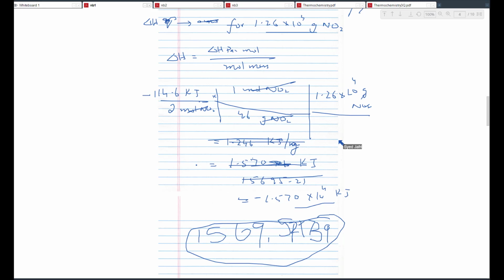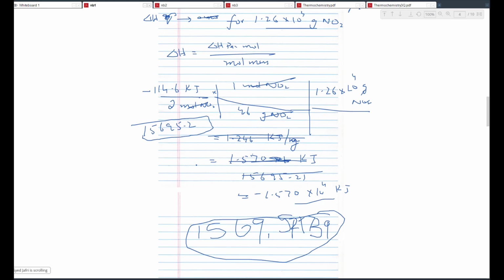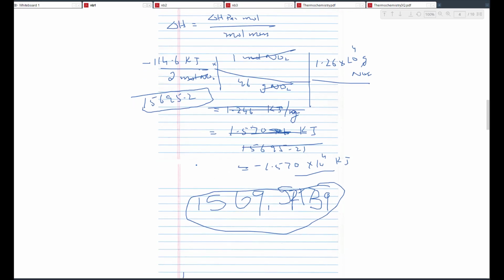6 times 1.26 exponent 4 divided by 2 divided by 46. My answer is 15695.2. Let me double check here. Oh, the power is 4, so everything is okay. My calculator is giving this answer, 15695.2 something. Is your answer this one? But you are saying the decimal is coming after 4 digits, am I right?